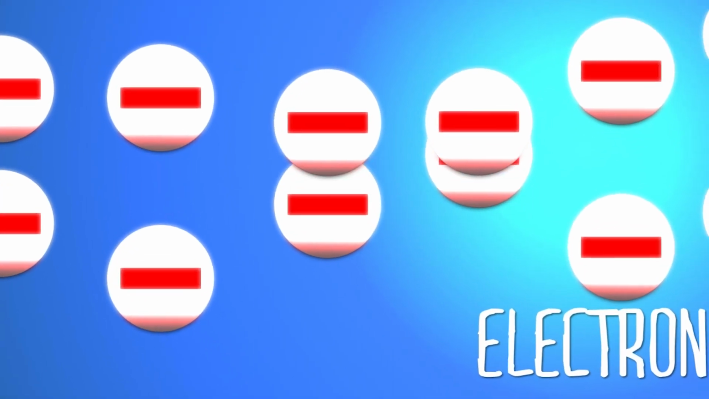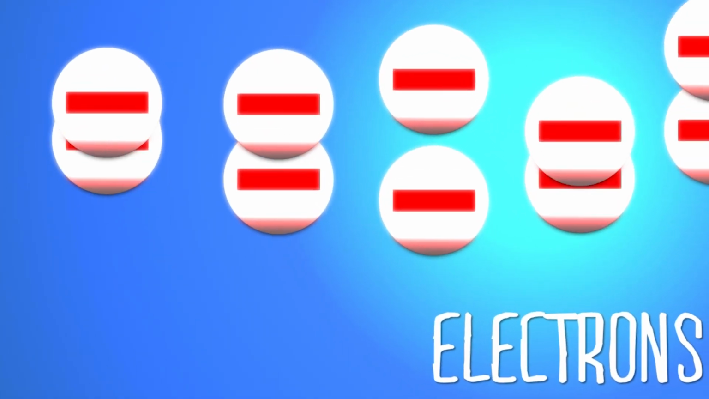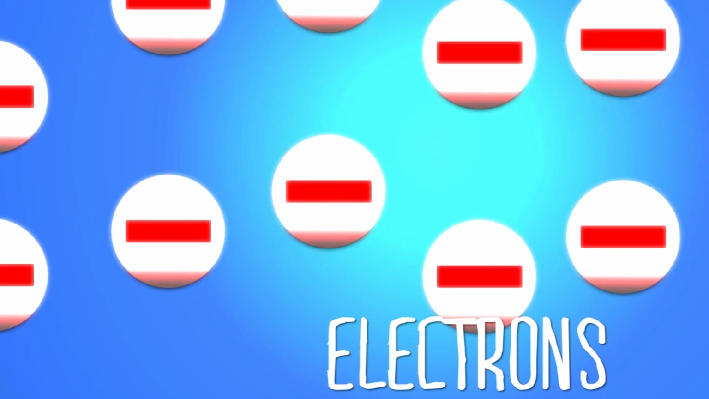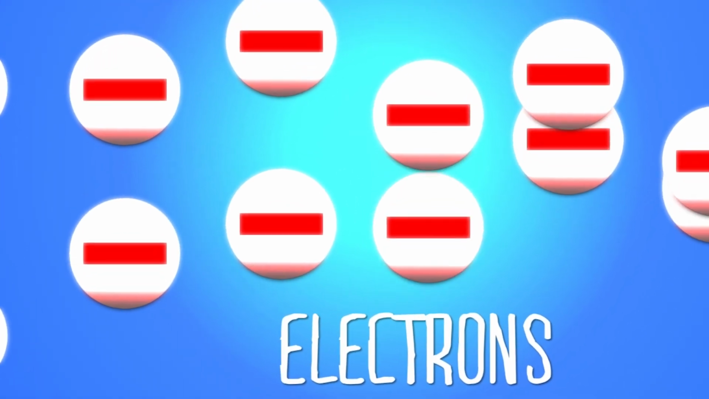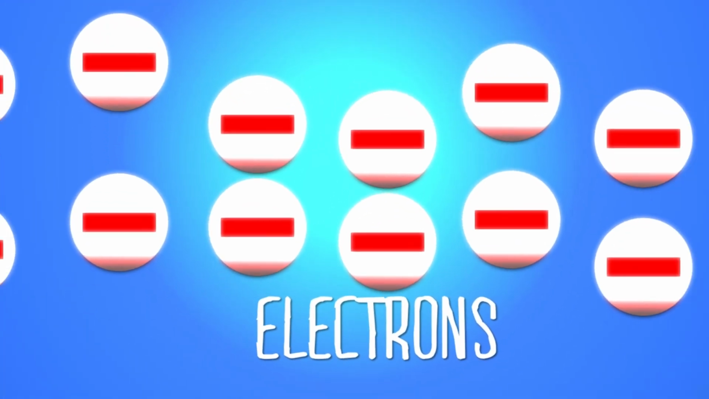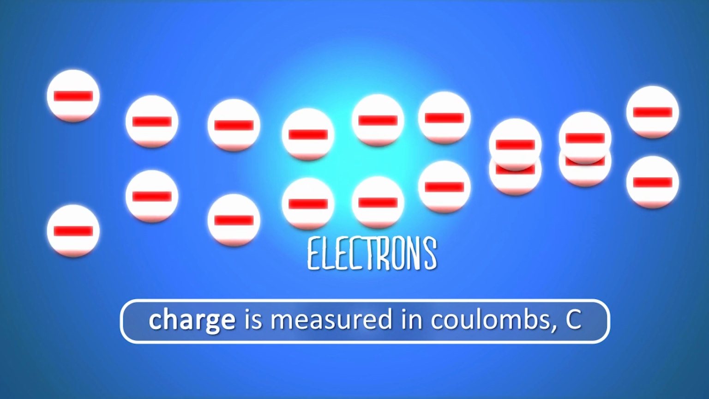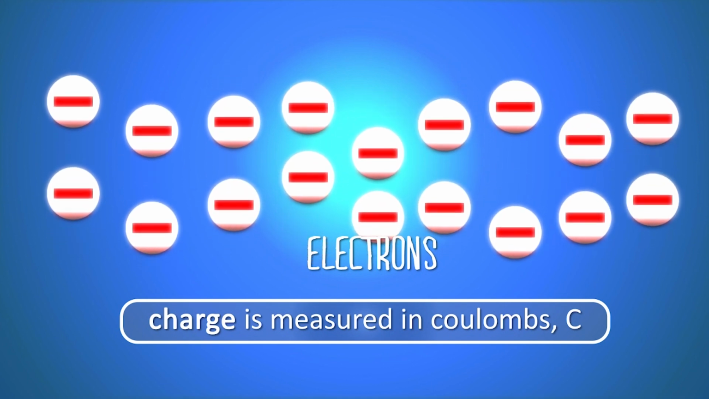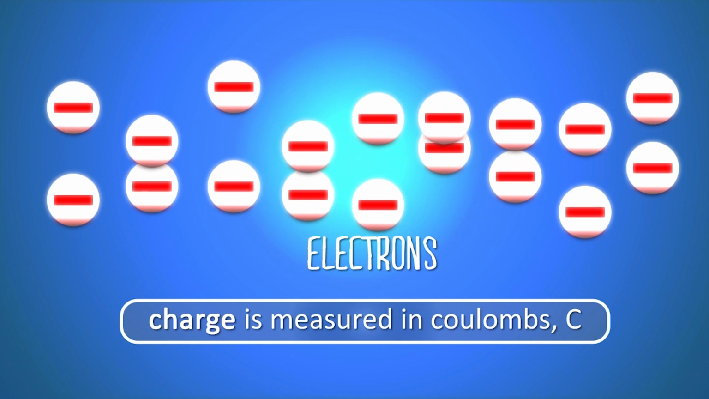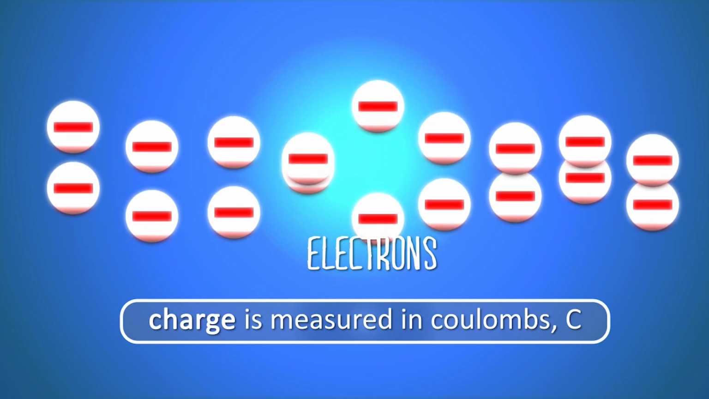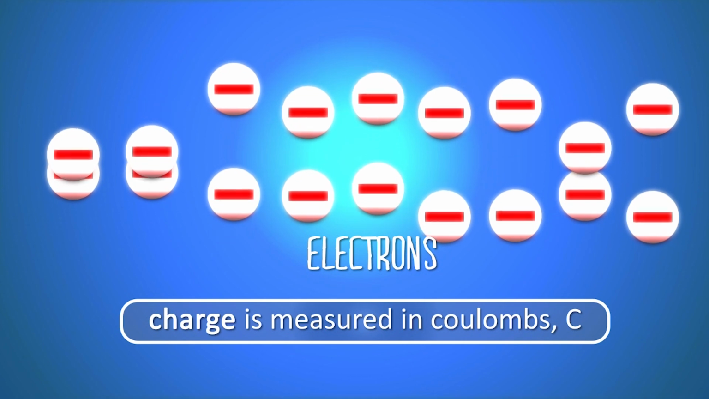Now let's talk quantitatively. Remember, current is a flow of electrons, negatively charged particles. We measure charge in units called coulombs. The charge on one electron is very small, but if we have many of them, around 6 million million million, we will have a total charge of 1 coulomb.